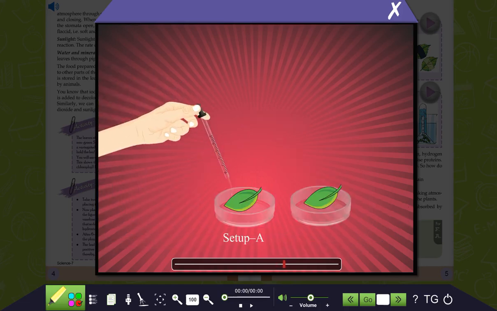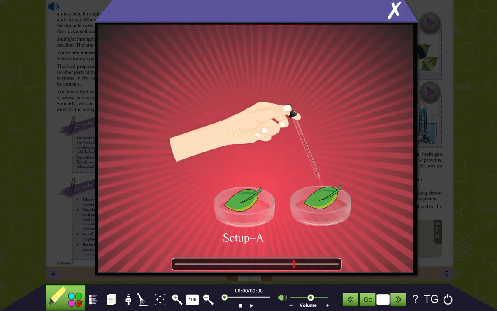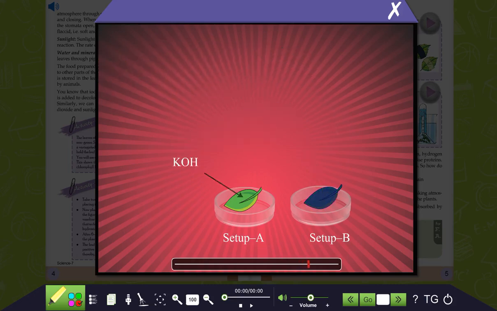The leaf from setup A will not show positive starch test, whereas the leaf from setup B will show a positive starch test. This is because KOH was kept within setup A. KOH absorbs carbon dioxide, thereby preventing photosynthesis from taking place in setup A.